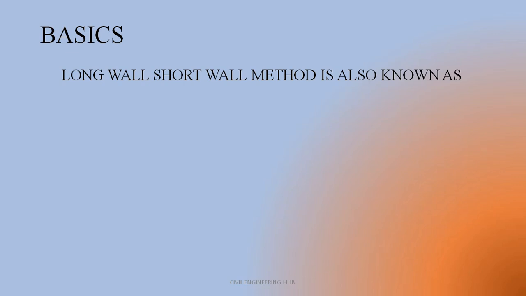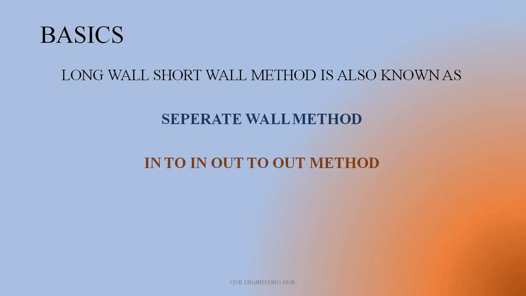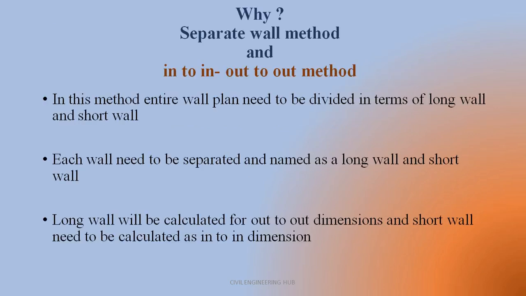So long wall short wall method is also known as separate wall method, and the third name of that method is in to in out to out method. Now why it is called as separate wall method and in to in out to out method, let's see. So in this method, the entire wall plan needs to be divided in terms of long wall and short wall. So for any given plan, first you need to divide the entire wall structure in terms of long wall and in terms of short wall.